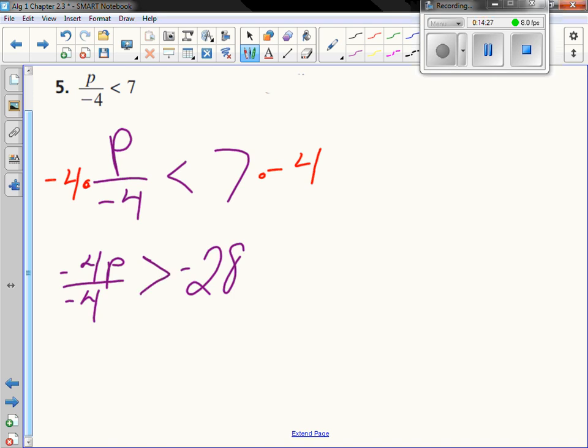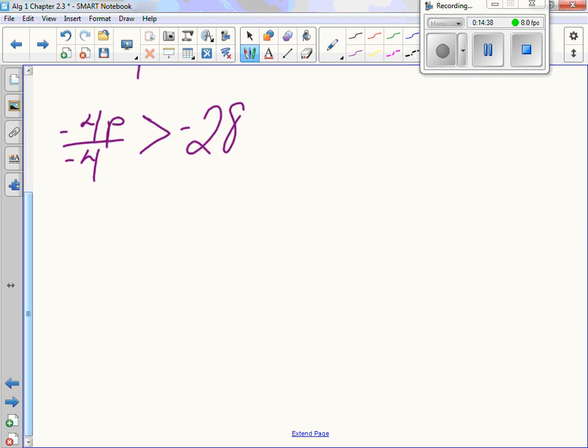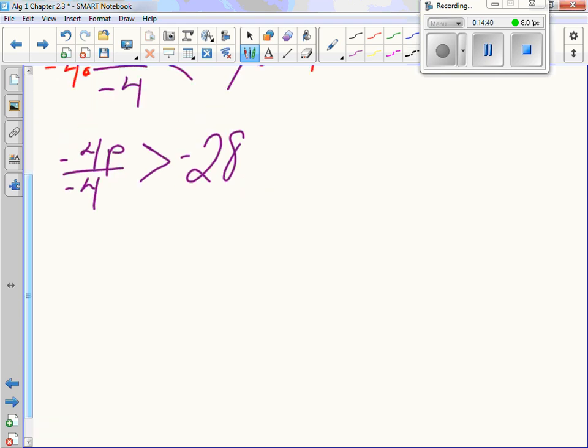Anytime we multiply or divide by a negative, we have to change the inequality sign from greater than to less than, or less than to greater than, or from greater than or equal to less than or equal to, or from less than or equal to greater than or equal to. Negative 4 divided by negative 4 will be 1. So we have p is greater than negative 28.